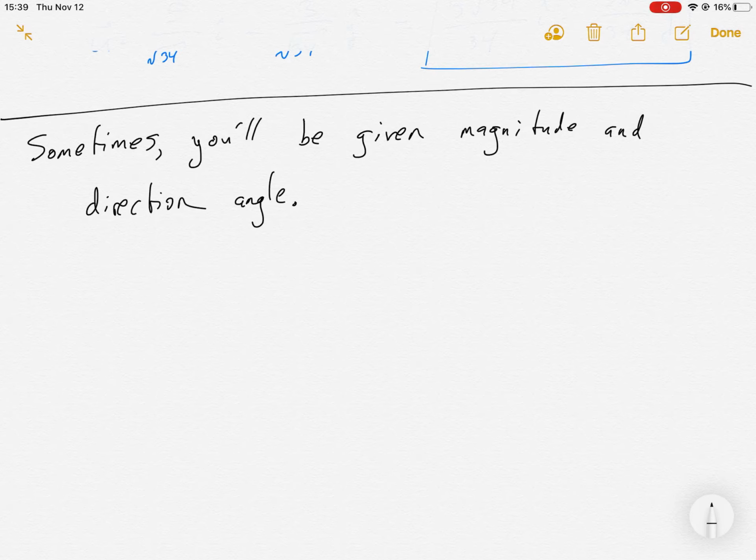So if you are given some magnitude, which I'm going to call r as kind of a reference to the radius on a circle. This is pretty common notation throughout a lot of different subject areas in math. Complex numbers, this comes up, and unit circle, trig stuff, this comes up. And a direction angle, which we'll call theta.